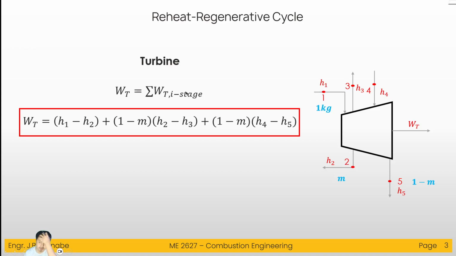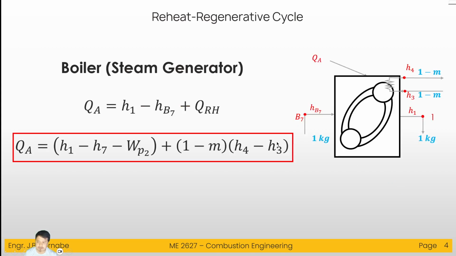So therefore, the total turbine work will be equal to H1 minus H2 plus 1 minus m multiplied by H2 minus H3, and then plus 1 minus m multiplied by H4 minus H5. Okay, so for the boiler steam generator, or the steam generator, we have a QA, no, which is equal to, of course, the H1 minus HB7.